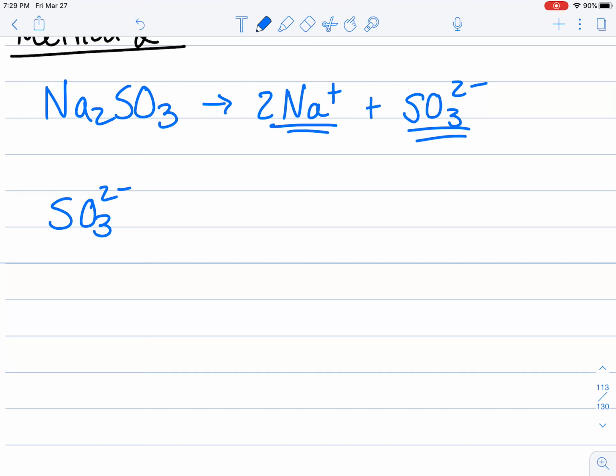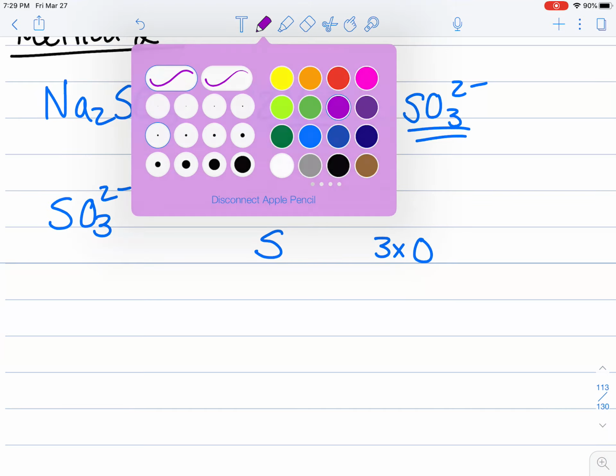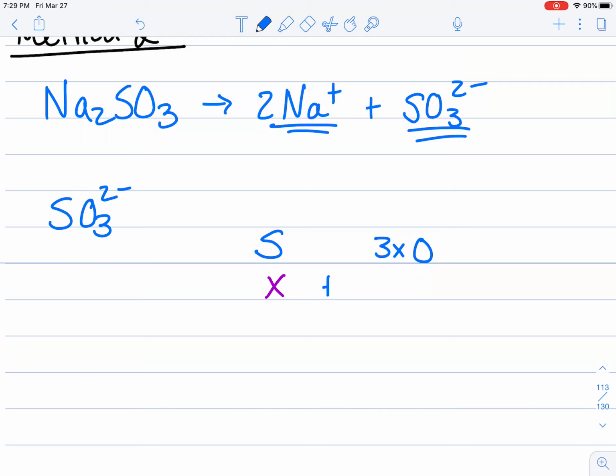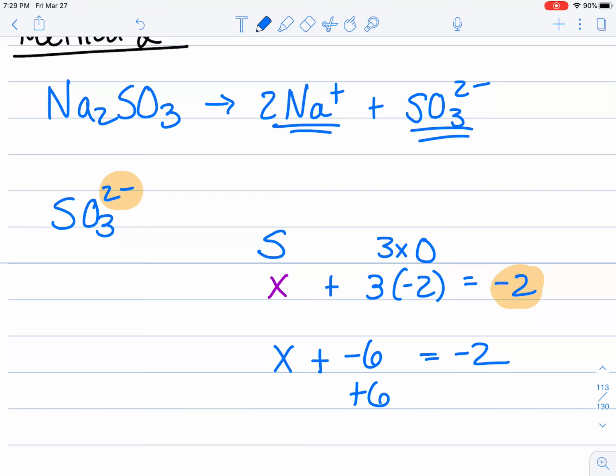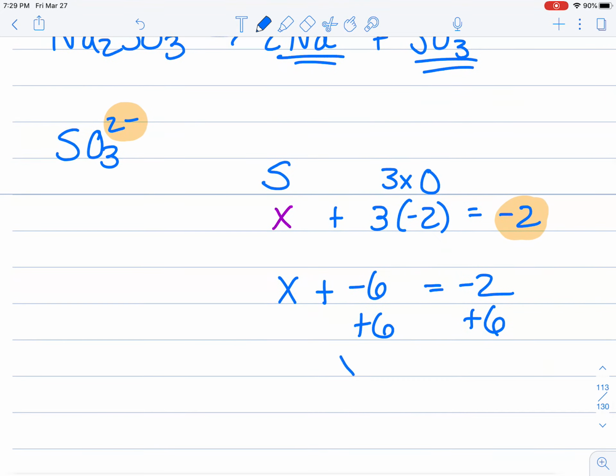Now what we'll do is we'll take our sulfur and 3 oxygens. We don't know what sulfur is, so I'll put an X. And then I know I have 3 oxygens, so 3 times -2 equals, and in this case, it is going to equal a -2 because this is now an ion. So I have to match what it's equal to, its charge. To solve this out, we got x plus -6 equals -2. If I add 6 to both sides, it looks like x is equal to a +4.